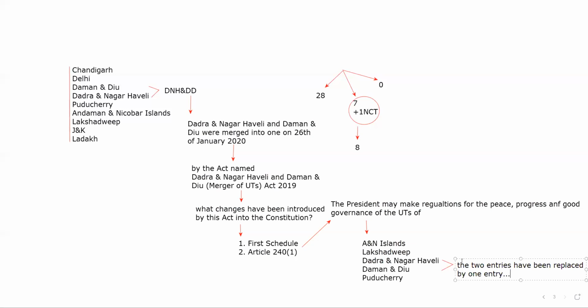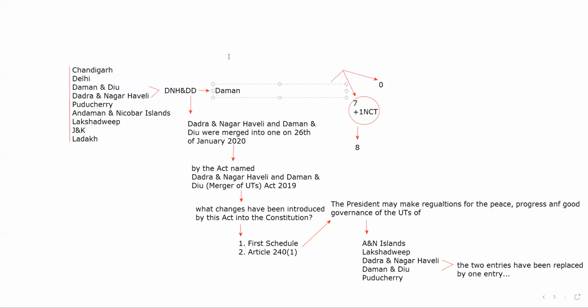Now the next question which can be there is what is the name of the capital of this new merged Union Territory? The capital of this new merged Union Territory is Daman.